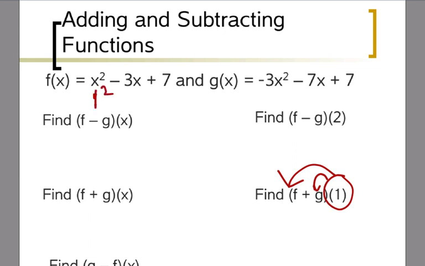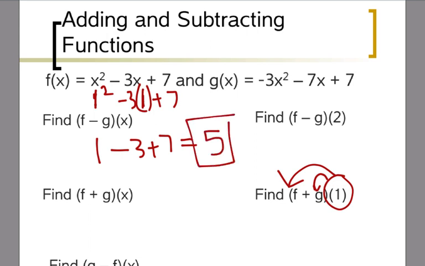I'll put a 1 up here, square it, minus 3 times 1 plus 7. And if I work that out, I get 1 minus 3 plus 7. So I get negative 2 plus 7, which is 5. Okay, so that first one is 5.